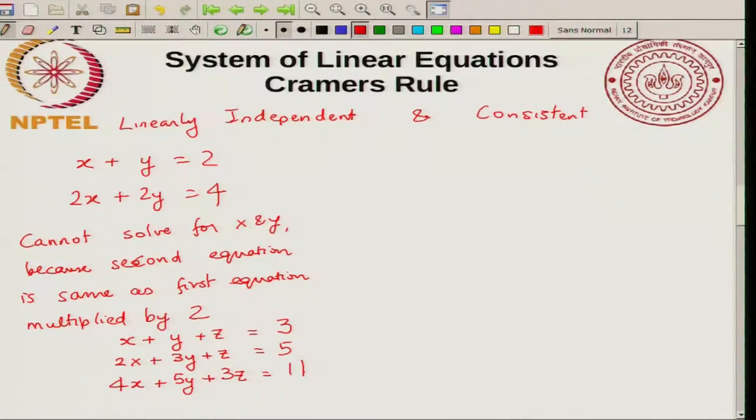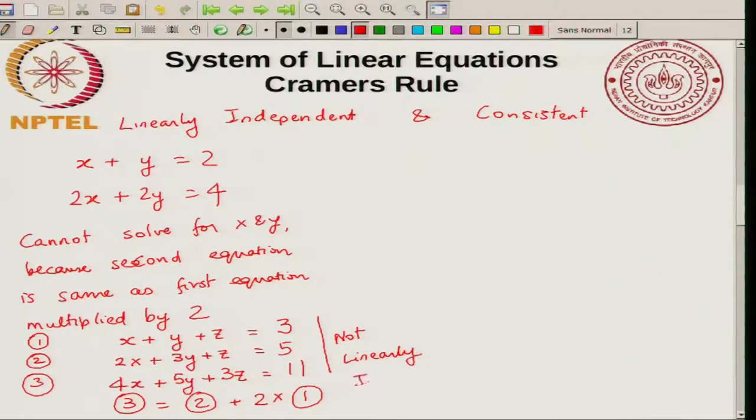Now I have three equations and three unknowns, but notice that if I call these 1, 2, and 3, we notice that 3 equals 2 plus 2 times 1. So 4x is 2x plus 2 times x, 5y is 3y plus 2 times y, 3z is z plus 2 times z, 11 is 5 plus 2 times 3. So the third equation is nothing but the second equation plus 2 times the first equation. So this implies that these equations are not linearly independent. So you cannot solve using Cramer's rule for this system.